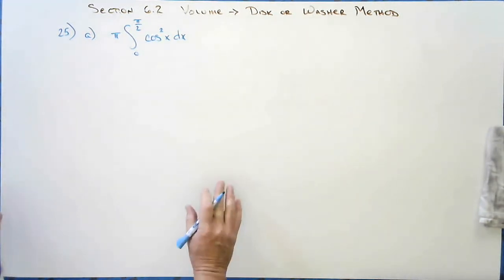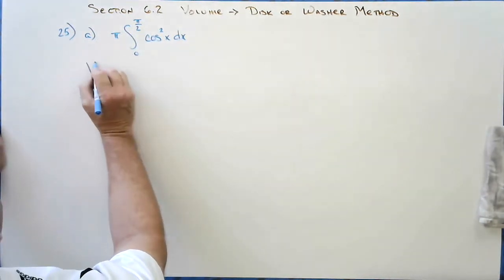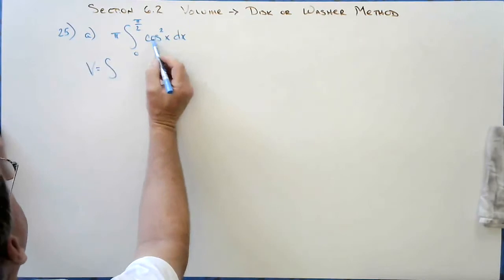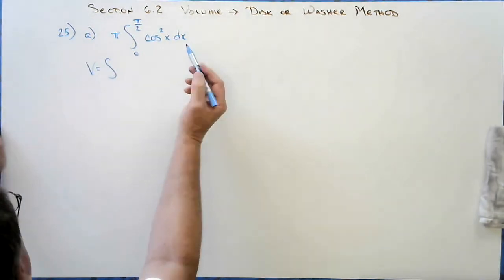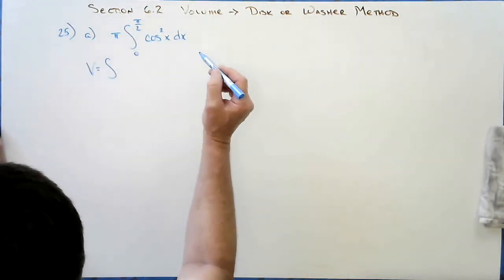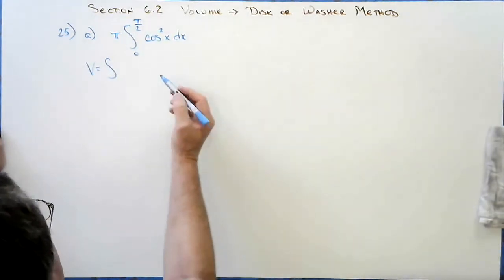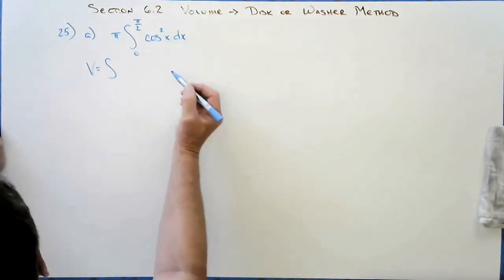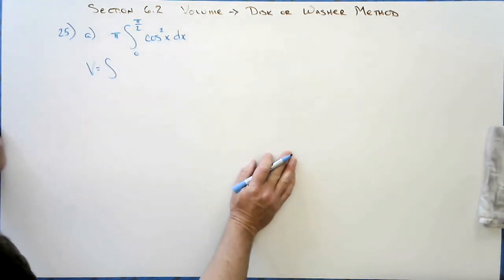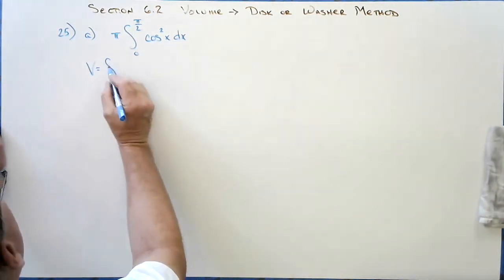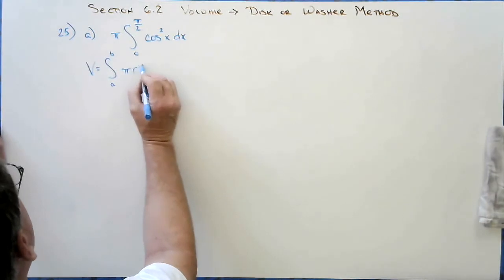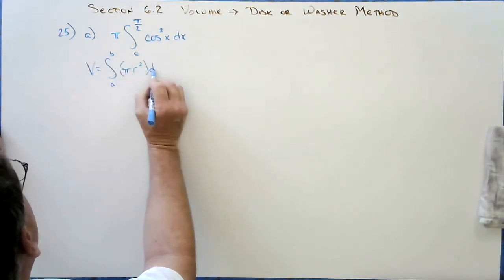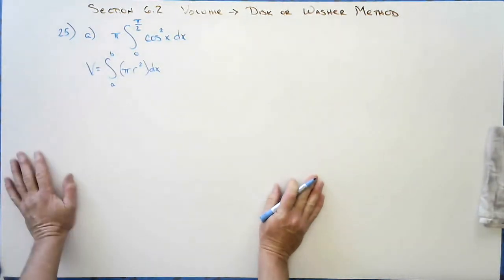So where we have to go from here is we have to think about the fact that the volume is equal to, now there's not two functions subtracted here, so it looks like this is a disk instead of a washer, right? Because a washer would be pi outer radius squared minus pi inner radius squared. We only have one function here. So it looks like this may be a disk. So our bounds would be a to b, and we would have pi times r squared dx, right? That's our formula for the volume if we're using the method of disks.